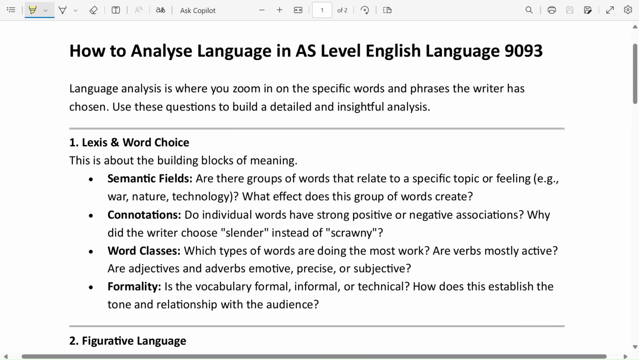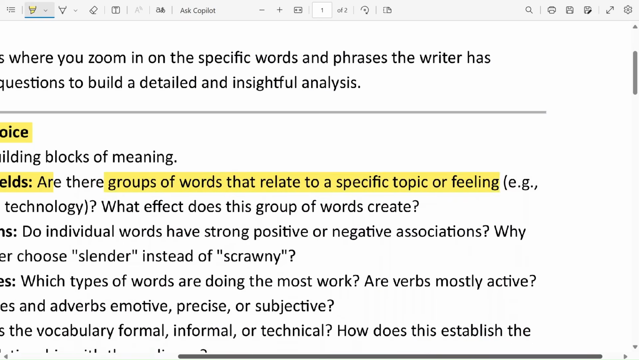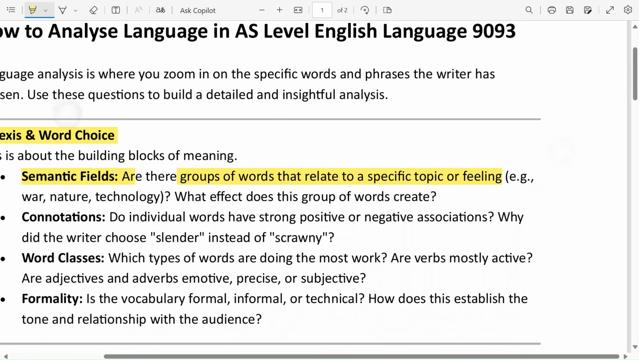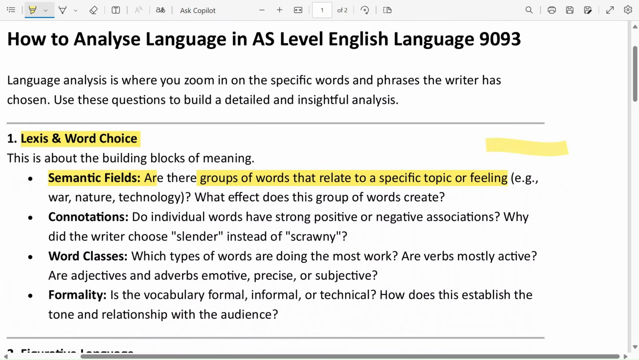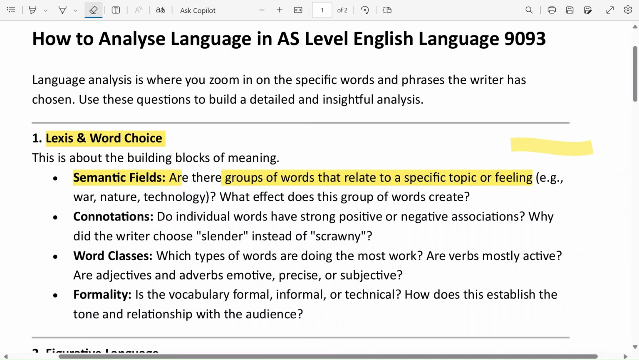Let's break it down. First up, we're talking about Lexis and word choice. One of the things you can think about are semantic or lexical fields. Lexical fields are groups of words that relate to a particular topic or feeling. So, for example, there could be a cluster of words about war, which would include words like wound, battle, or retreat. Or maybe a cluster of words related to nature, like river, wild, or blossom. When the author chooses to include words from a certain semantic field, you need to wonder what kind of world or atmosphere those words build.